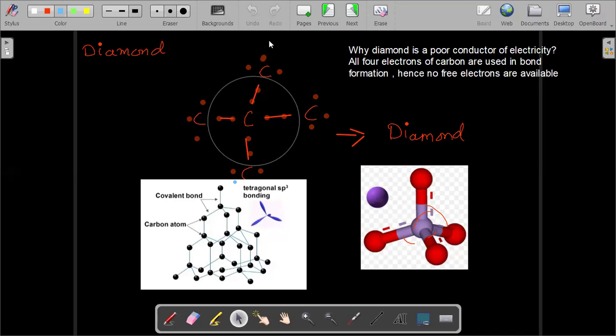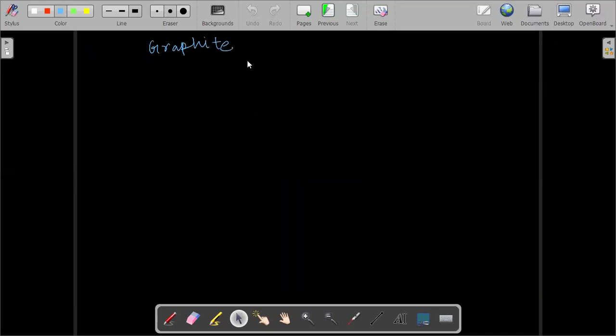Right. So here, the next one is graphite. For graphite, each of the carbon is joined to only 3 other carbon atoms. So here we have 1 carbon joined to other 3 carbon atoms only. And this gives rise to a hexagonal plate structure. Something like this. So in this way, it gives rise to a hexagonal plate structure.